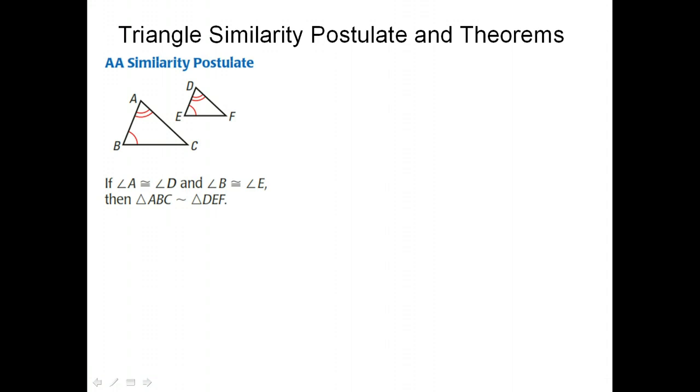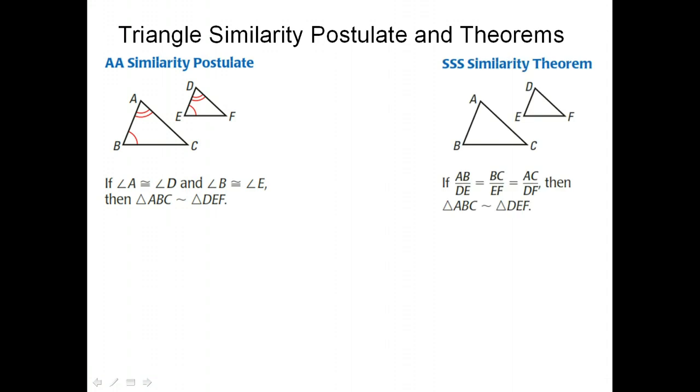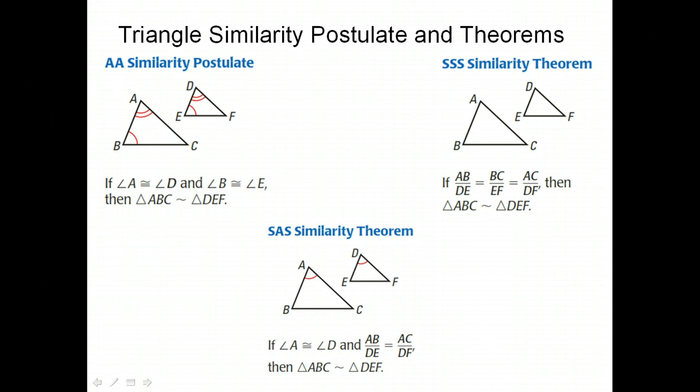The triangle similarity postulates and theorems, a quick review. We've done 3 of them now. We did the angle similarity. We did the side similarity, where the ratios of the 3 sides are all equal or they're proportional. And then we did the side angle side. But remember, it must be the 2 sides that include the corresponding angles.